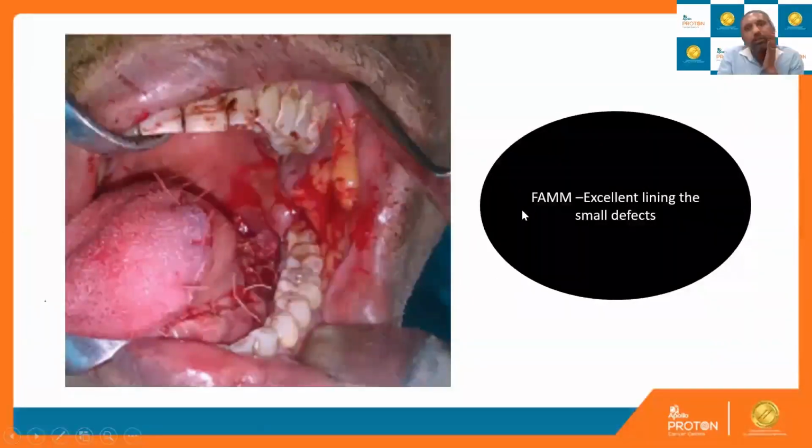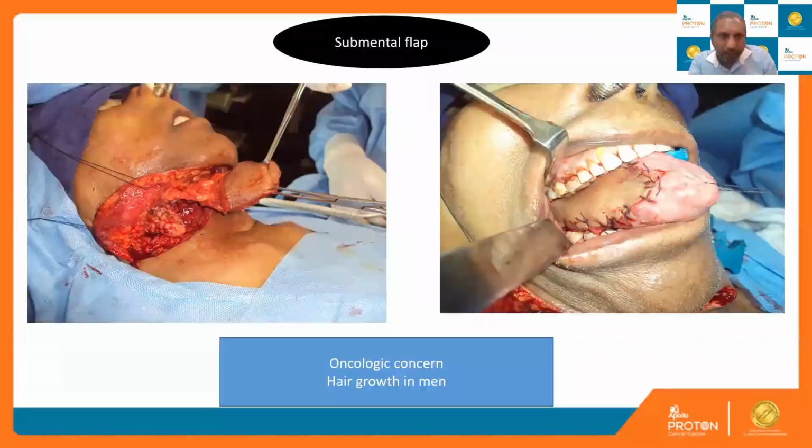And again, I would like to say that it's useful in small defects and helps in keeping the mobility of the tongue. And we can primarily close the defect on the donor side. Submental flap can be used, but there's a lot of oncologic concern, as we know. But it's a very robust flap, can be used to reconstruct the tongue. It is very close to the field.